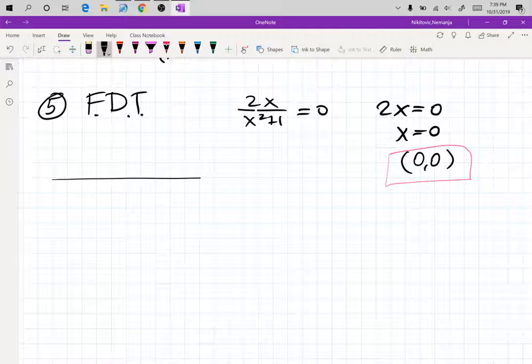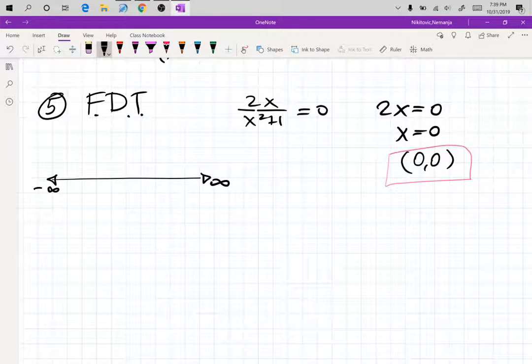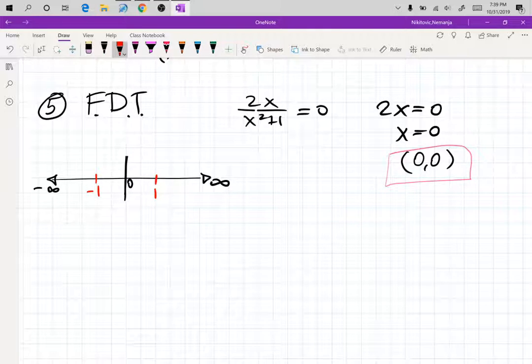We partition the domain, which in this case is from negative infinity to positive infinity. We partition the domain over critical points and asymptotes. We have no asymptotes. We have one critical point at 0. And please remember, if you don't have anything, then the entire domain is one partition. You just pick one point. Since we have a critical point there, we're just going to have negative 1 and 1.